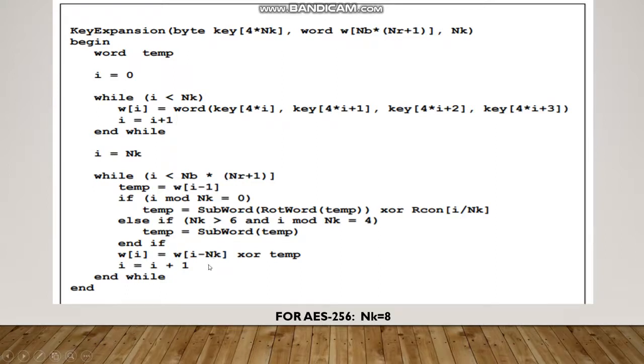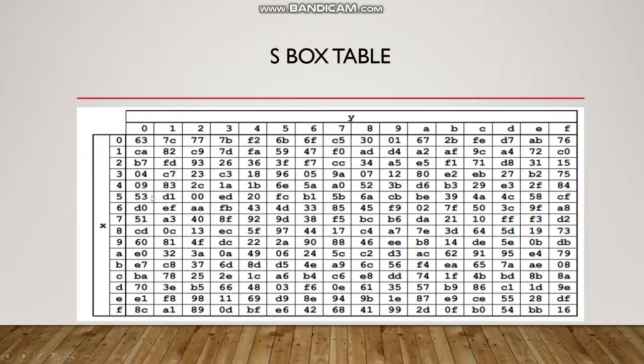This is going to happen. And then finally wi is equal to wi minus nk, that is wi minus 8 XOR with temp. Temp is either this, or if it gets replaced, like this or like this. So in this way, all the words are getting calculated. I will guide you through a detailed example for this.